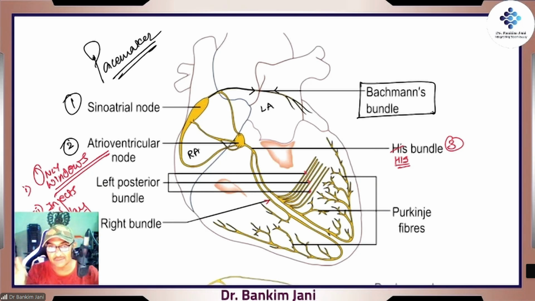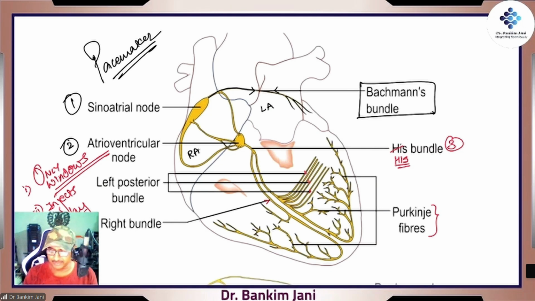Because who is situated sideways? It is the left ventricle. Front to front, the front portion is the right ventricle, and the left ventricle is on the lateral side. So that's why the left posterior bundle will be going all the way to supply the left ventricular musculature. All of them are now called the Purkinje fibers. These are the fibers which will be going deep into the muscles. So these are the branches of the bundle of His.